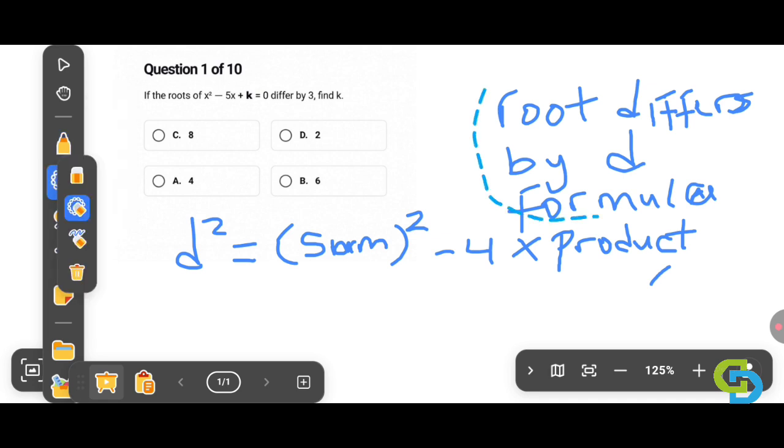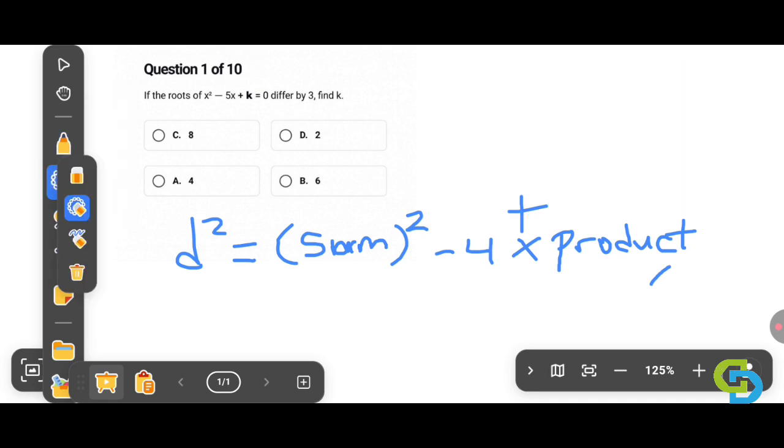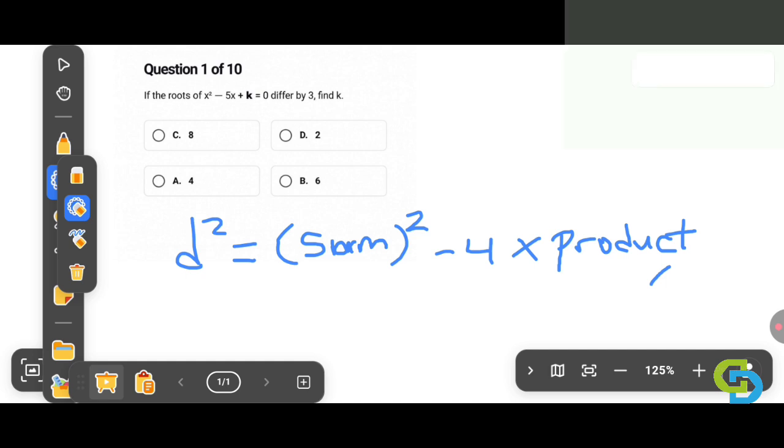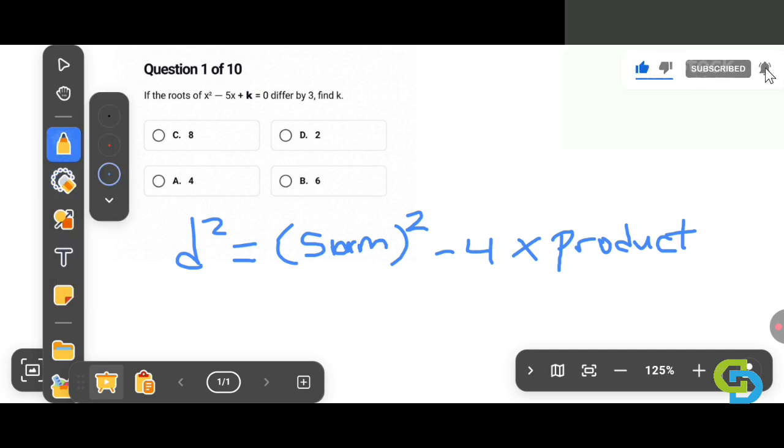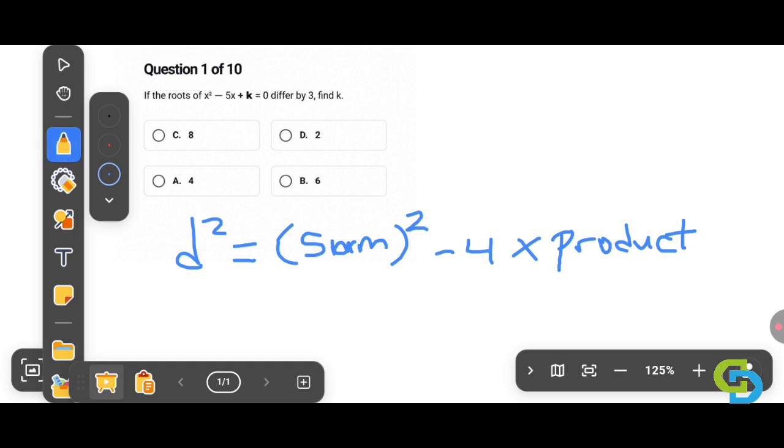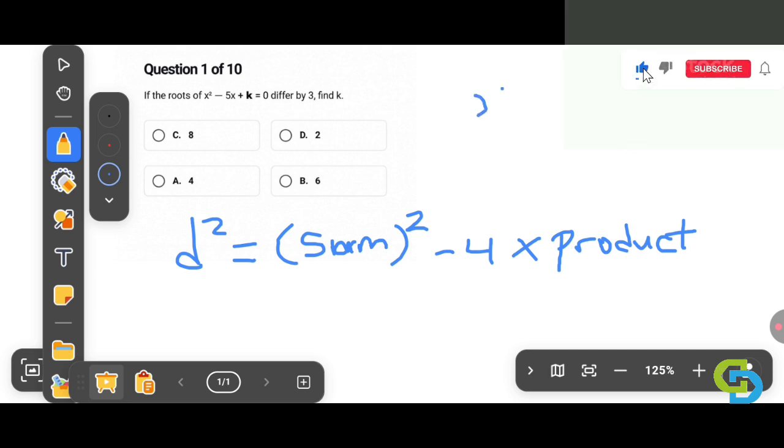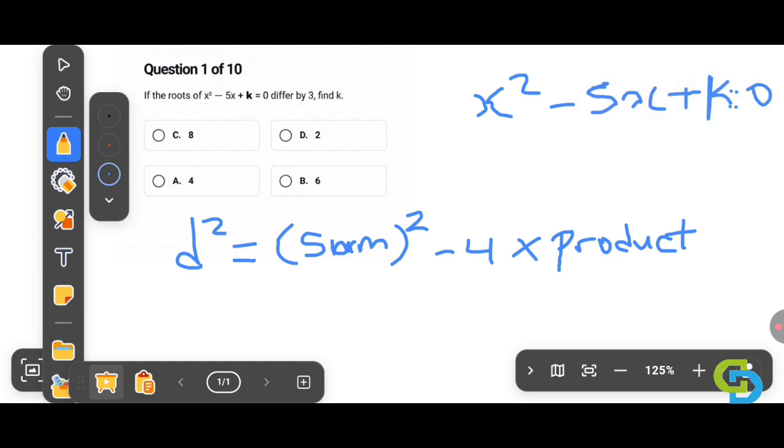So that's what the formula states. Let's clear this. It says that d squared is equal to the sum squared minus 4 times the product. Now how does this relate to this question? What's this all about? Don't panic yet, we are going to start with that. Remember, in our equation we have x squared minus 5x plus k equals 0.